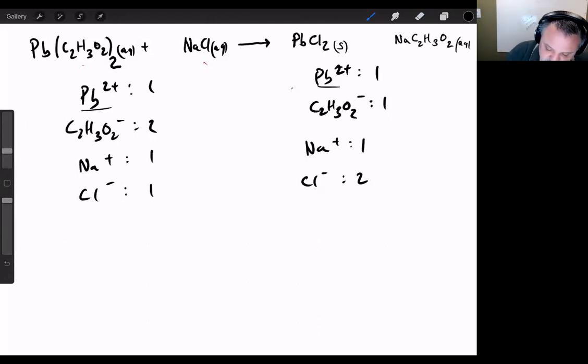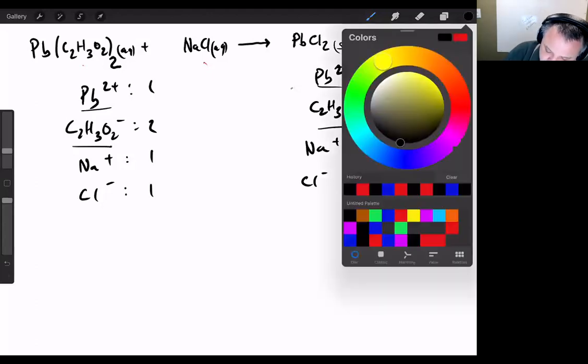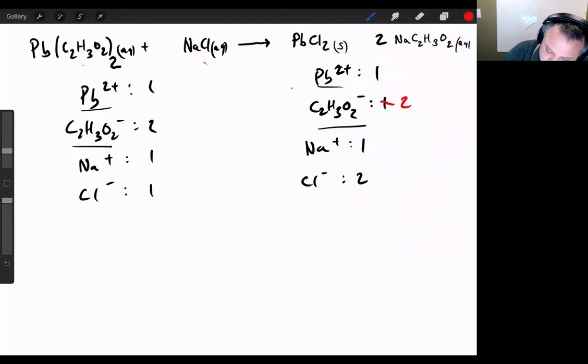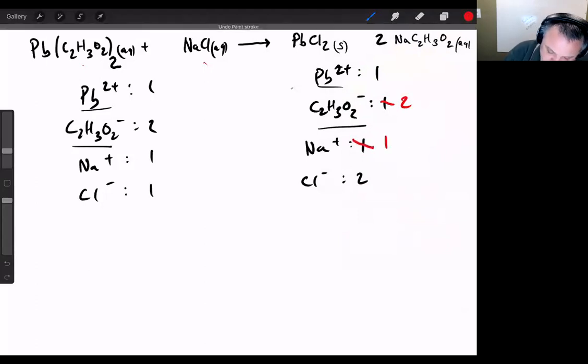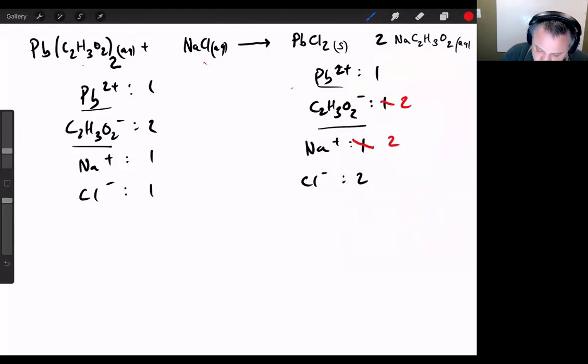So it looks like leads are good. I need to balance these. So I want to put a 2 there in order to change this to 2. Now I have 2 acetates, but what else did I change? Remember, now I've changed the number of sodium ions. So I went from 1 to 2. Okay, well then let's continue to work on balancing things. Well, chlorine is 2 here and it's 1 there. And also I've now changed sodium, so it's 2 and 1. So that means if I put a stoichiometric coefficient of 2 there, then I'll be set. I'll get all balanced up.